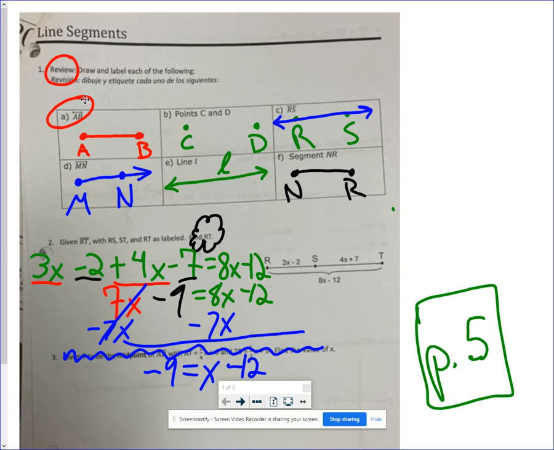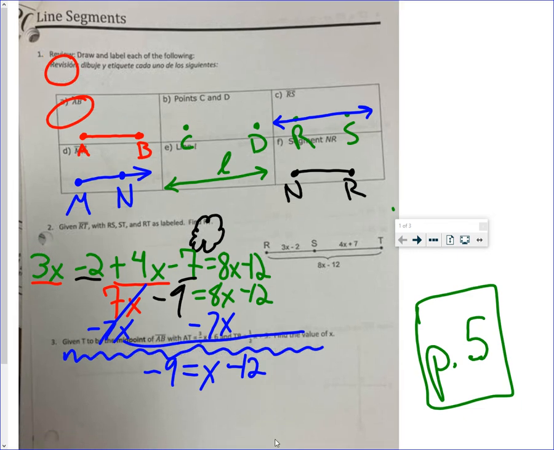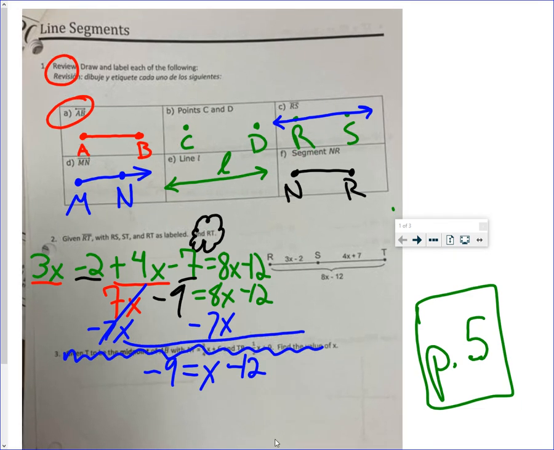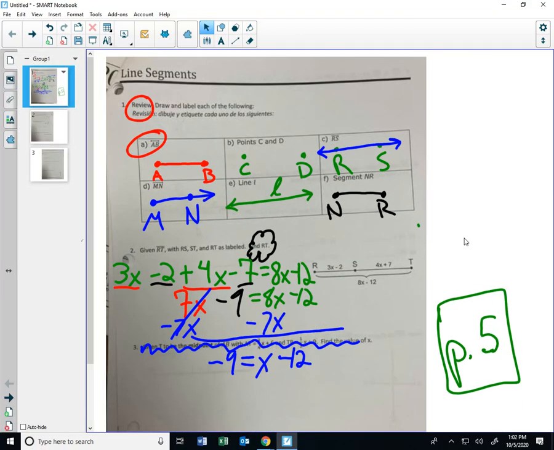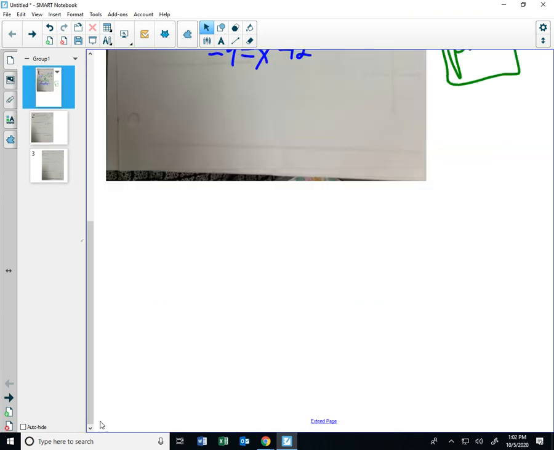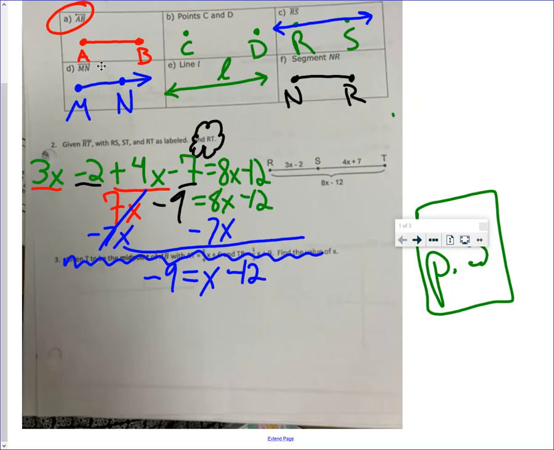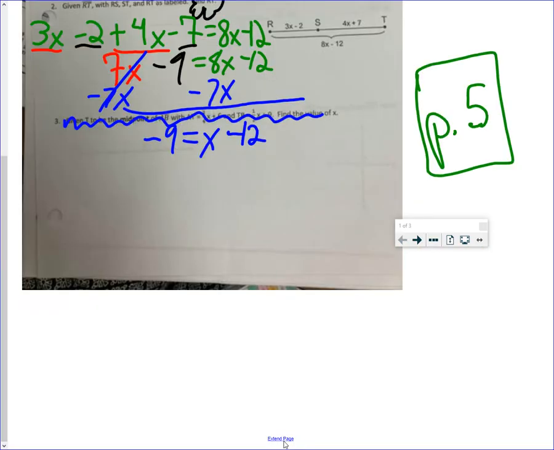9. Now, see if I can bring this down a little bit. High. There we go. Scroll, extend page, full screen, extend page. There we go.